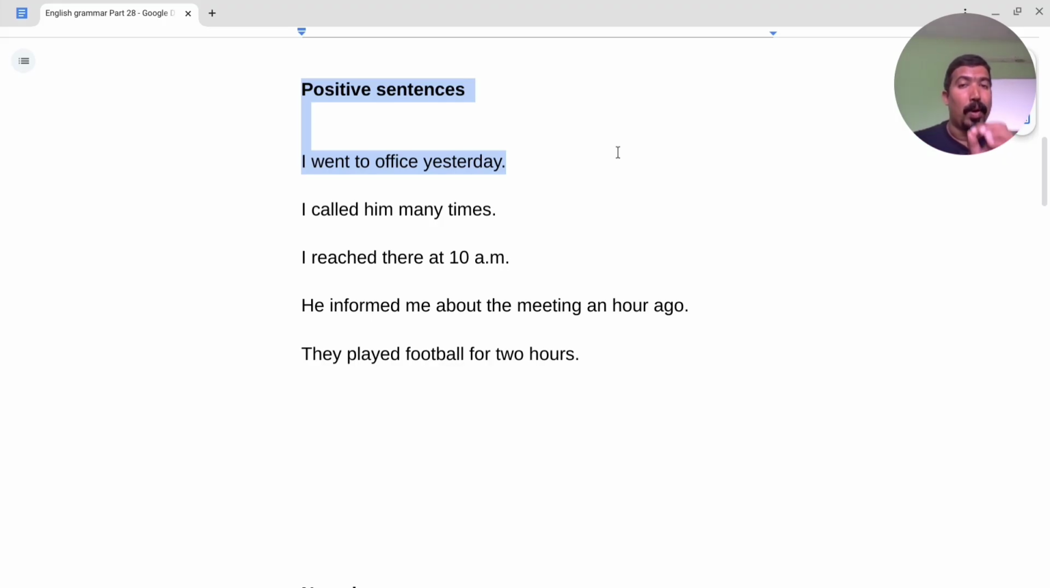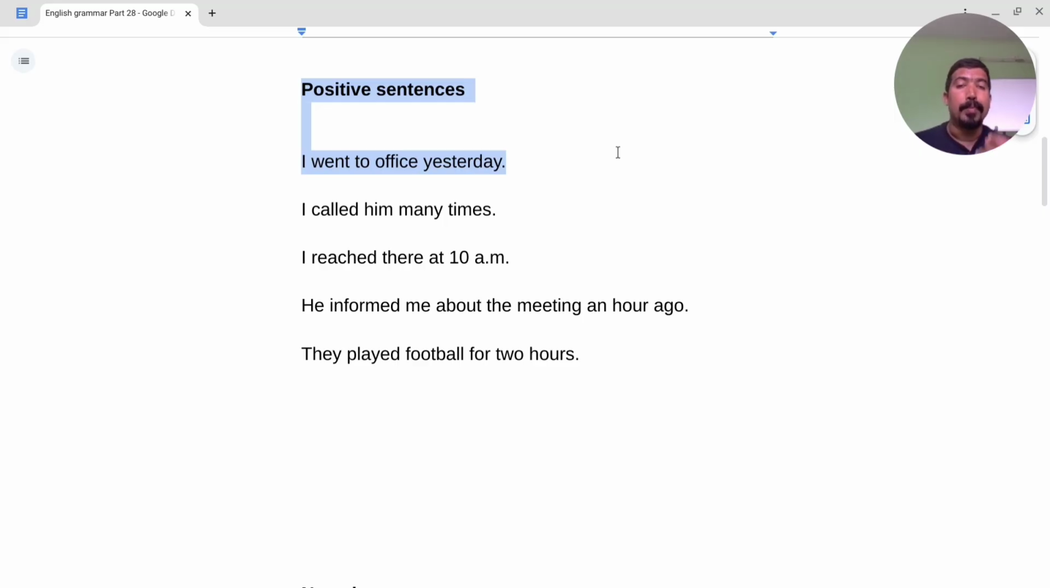It can be 1 second before, an hour before, maybe this morning, this afternoon, yesterday, last week, last month, last year, 10 years ago. So whatever you did in the past, any action that you completed before the present time, that can be expressed in past tense.